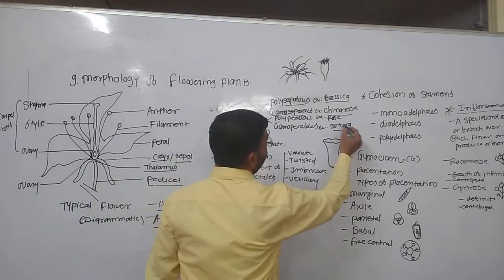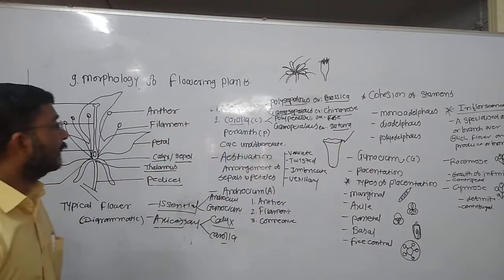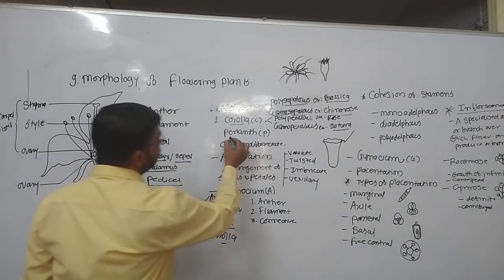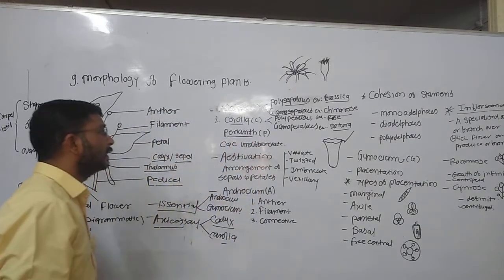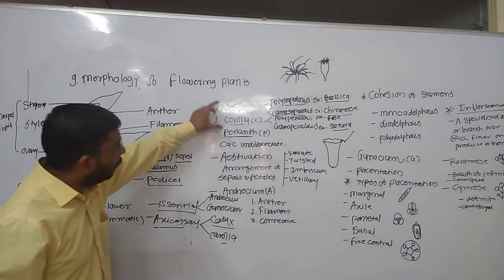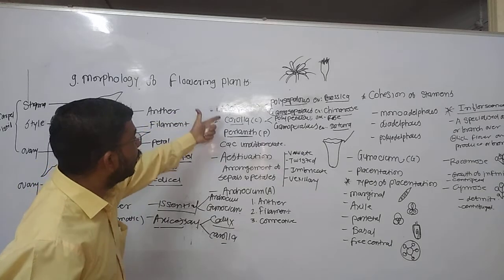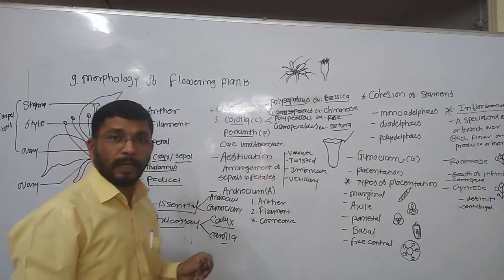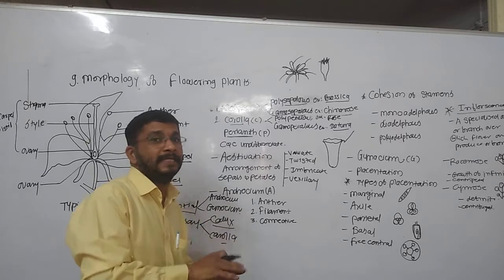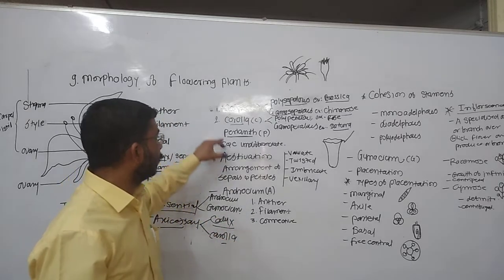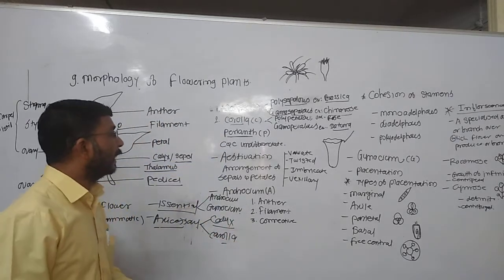Example is Datura. Okay? Then next is perianth. What is perianth? It is the combination, the fusion, of calyx and corolla. We can't differentiate the calyx and corolla, that's why that structure is called perianth.